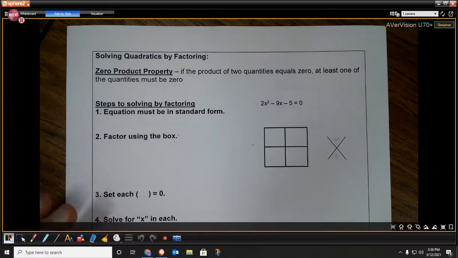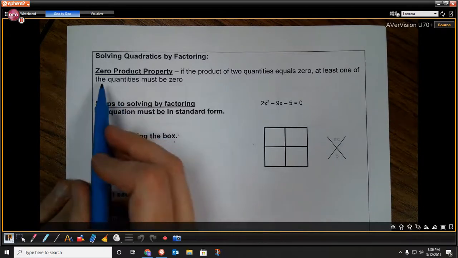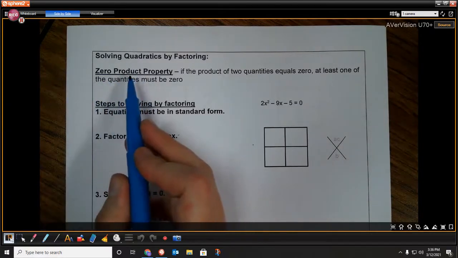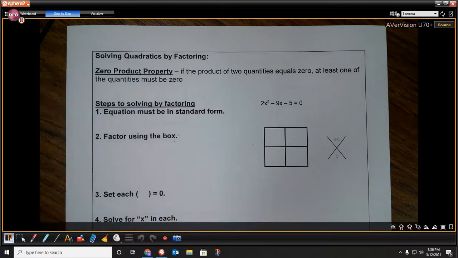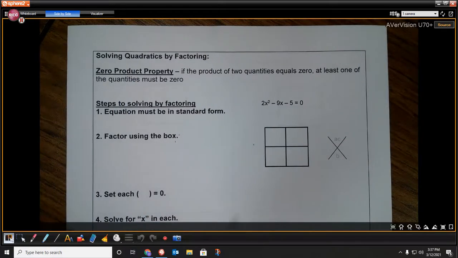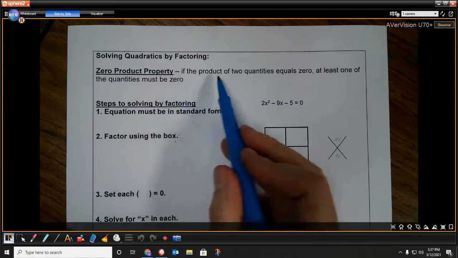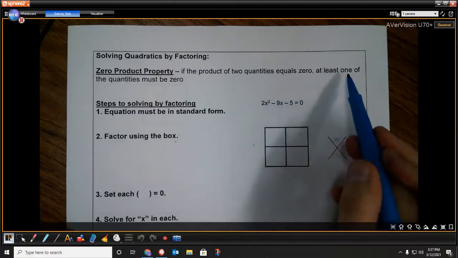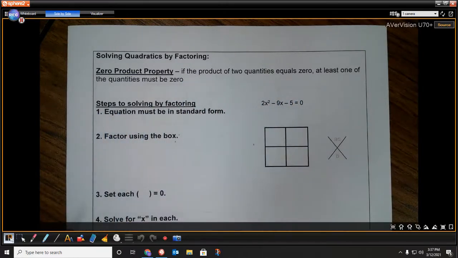So guys, we can solve quadratics by factoring. And that is because of this lovely zero product property rule, all right? And so the zero product property tells us that if a product of two quantities equals 0, at least one of those quantities must be 0.